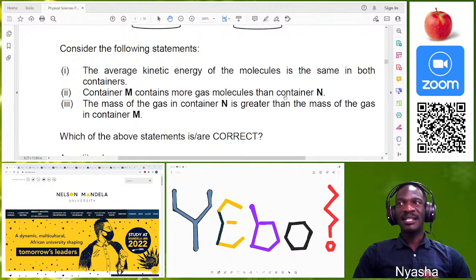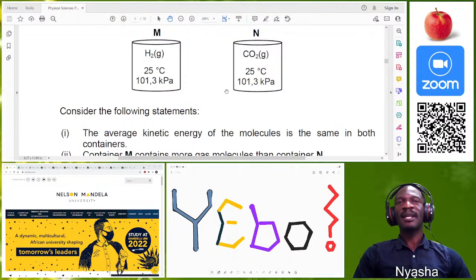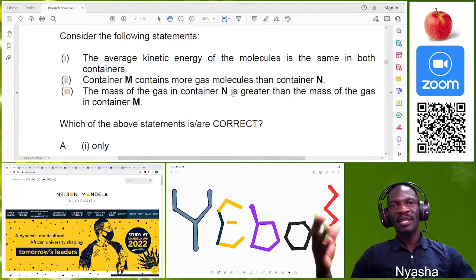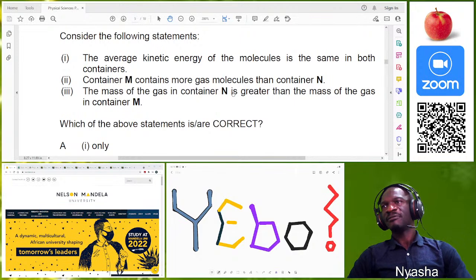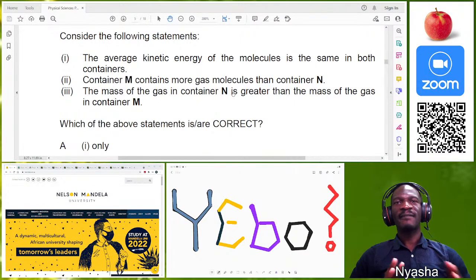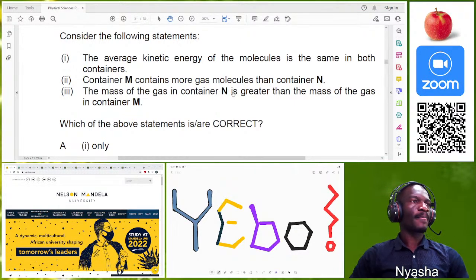Average kinetic energy of the molecules. That's the first quantity. So if you remember how to determine the average kinetic energy of molecules of a gas when you have been given these parameters, you can then compare the first and the second to find whether or not the average kinetic energy is the same.